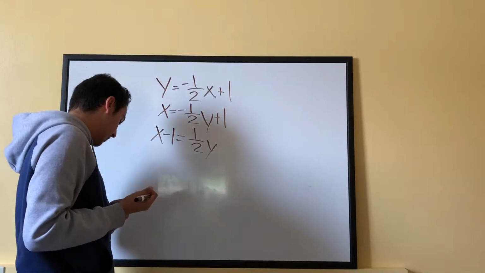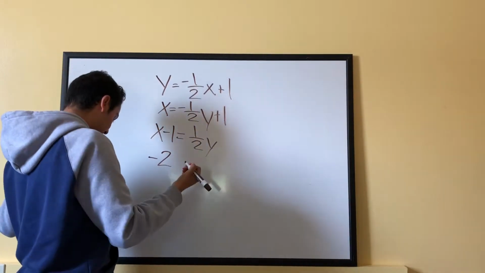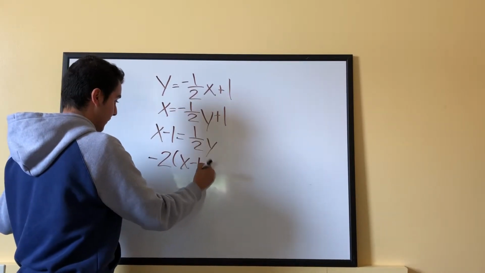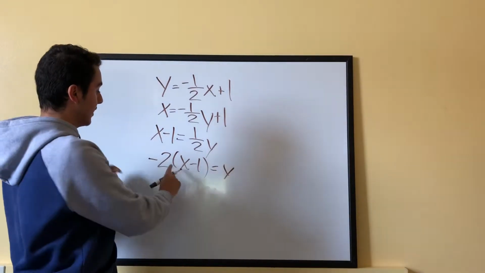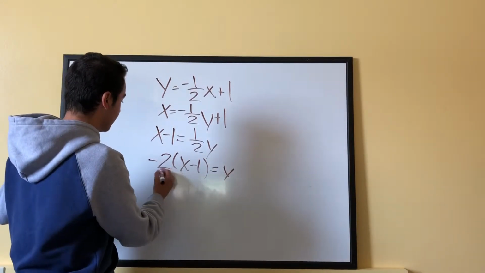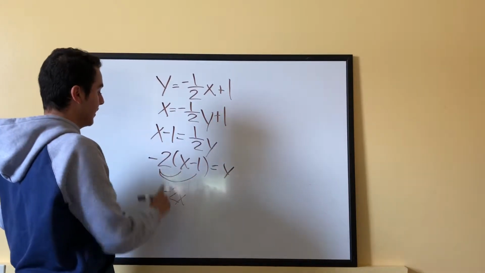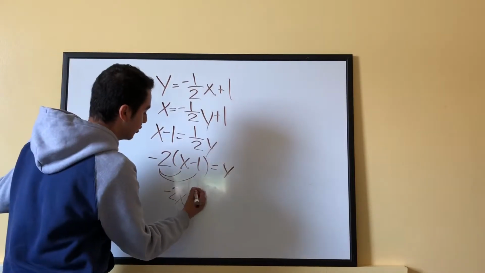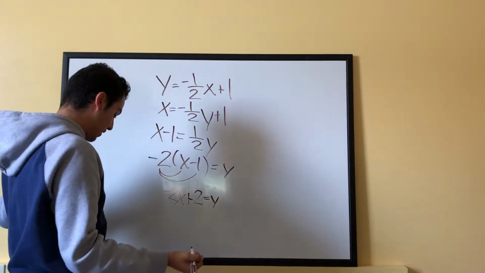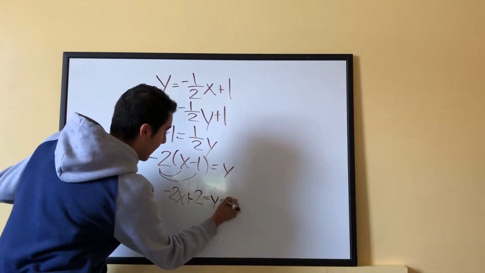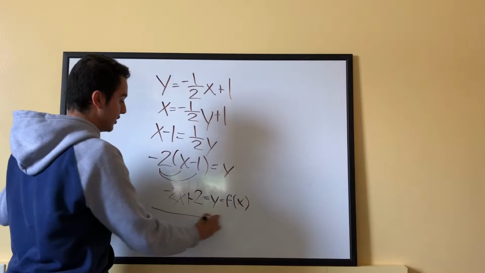And after that, what we're trying to do is put it into parentheses, which will be negative 2 times (x minus 1) equals y, and from there we're going to distribute, so it will be negative 2x, and negative 2 times negative 1 turns into a positive, so it will be negative 2x plus 2, which equals y, and it gives us our inverse relation of f of x equals negative 2x plus 2, which is our answer.